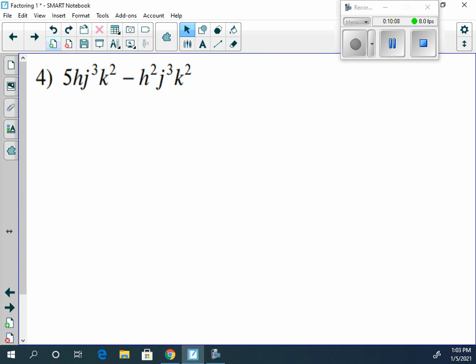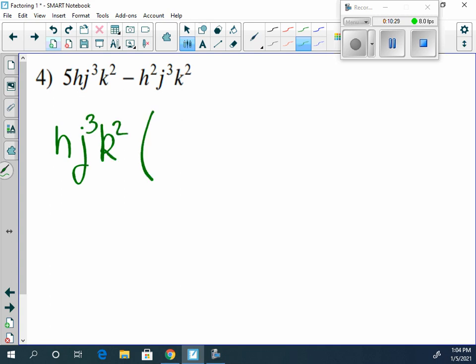Okay? Now let's look at the next one, and then we'll move on. We'll do this one here, and then we'll move on to the next type. What's the greatest common factor between these two here? Yes. Because we have 5 and 1, so there's not a number that we'll have as a greatest common factor. But they do both have an h in common, so we can factor it out. They are both j to the third, j cubed, so we can factor it out. And they both have k squared, so we can factor it out.